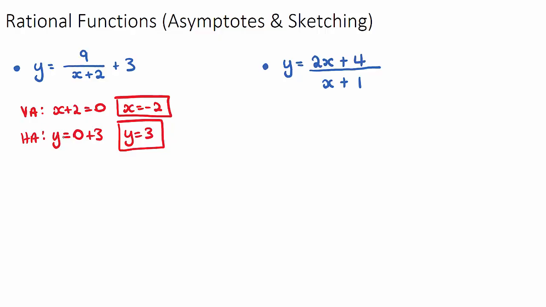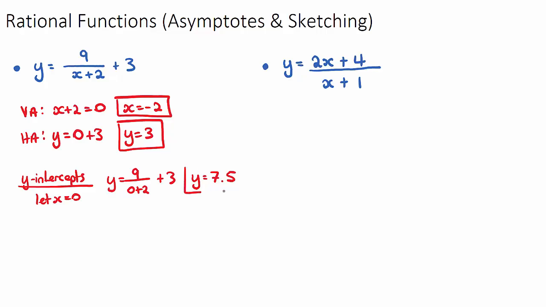Okay, we also want to find the intercepts of our rational function. So let's start with the y-intercept. y-intercepts can be found when we let x equal 0. Now if we let x equal 0, we're going to get y is equal to 9 over 0 plus 2, plus 3. Now 9 over 2 is just, as a decimal, 4.5. We could add the 3, so we get 7.5. So y will be equal to 7.5. And that will be our y-intercept. There's only ever one y-intercept.